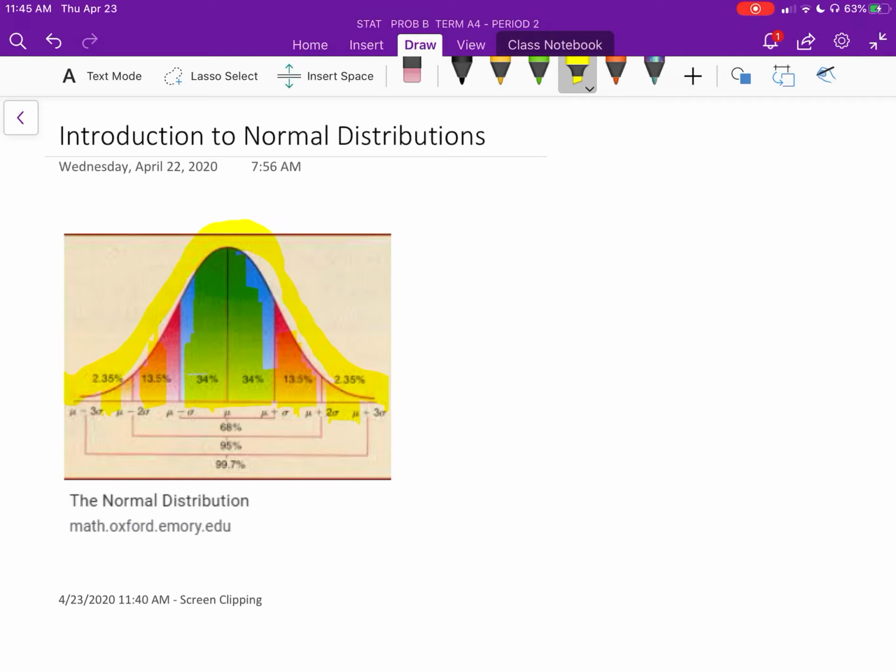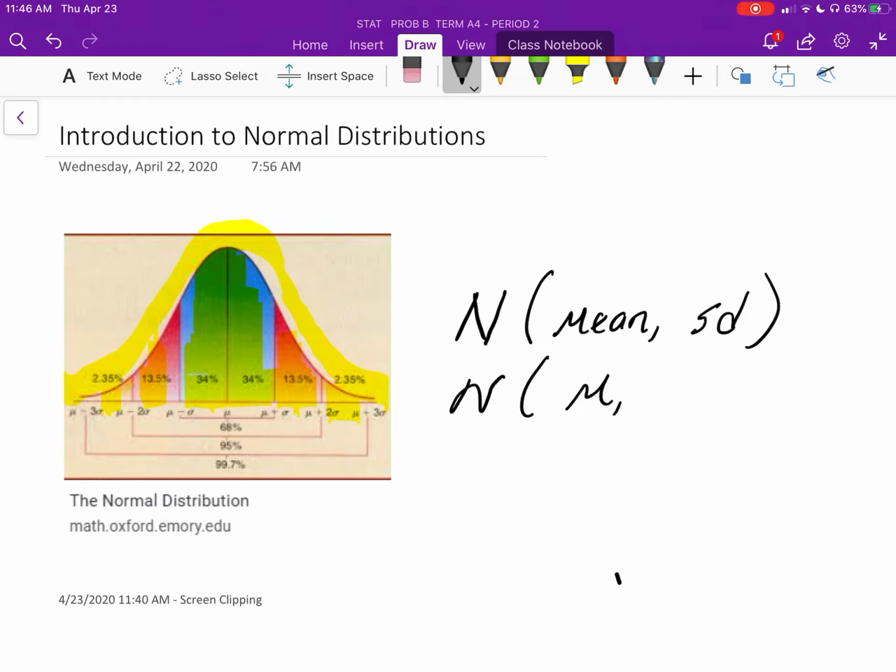And the two things you need to know to use a normal distribution is the notation. So we say N for normal. We need to know where the middle of the distribution is. We call that the mean, so the average. And then we need to know the standard deviation. So how far apart is the data? Those are the only two pieces of information you need if you know it's a normal distribution. You need to know the mean and the standard deviation.